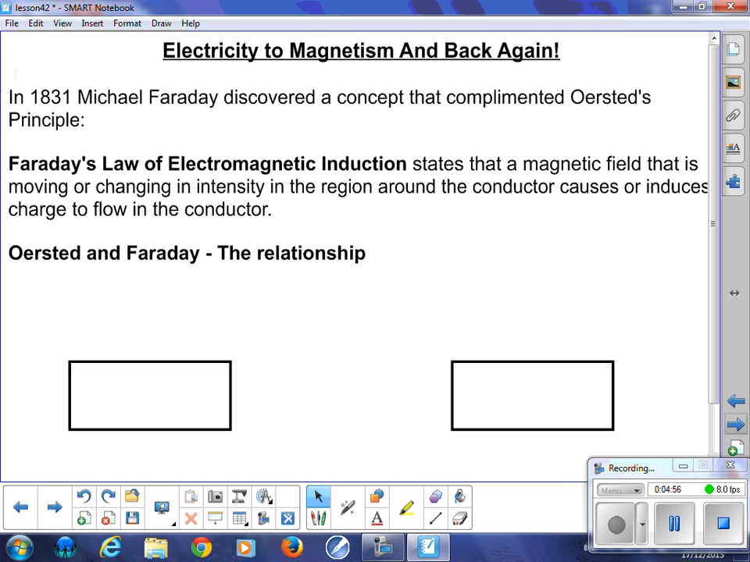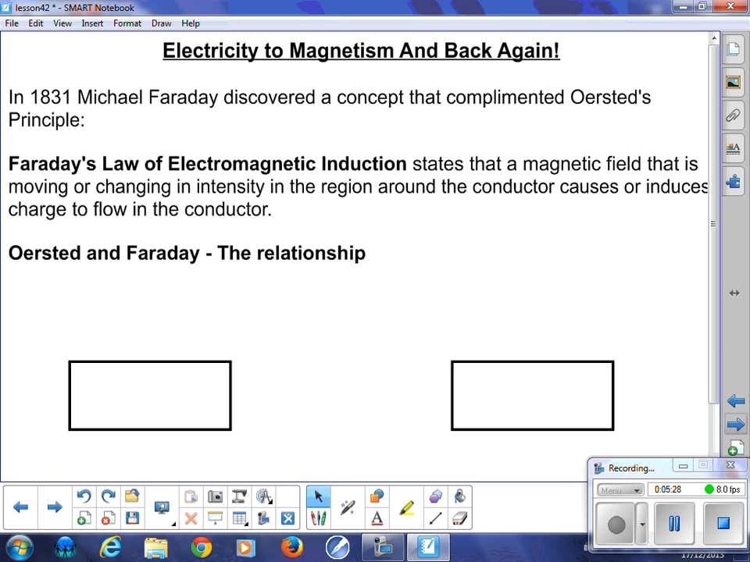So here we are. Earlier in grade 11, we talked about Oersted and Faraday and their relationship. In 1831, Faraday discovered the concept that complemented Oersted's principle. Faraday's law of electromagnetic induction states that a magnetic field that is moving or changing in intensity in the region around the conductor causes or induces charge to flow. Basically saying magnets can induce electrons to flow.